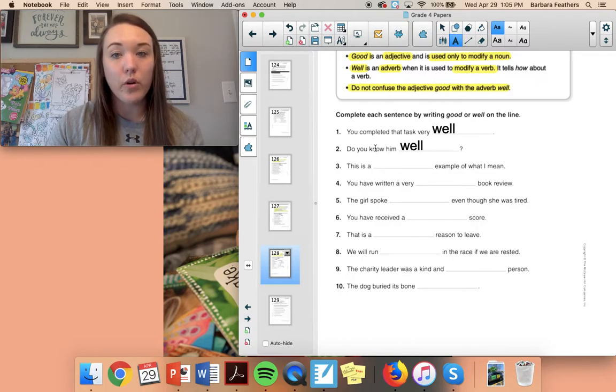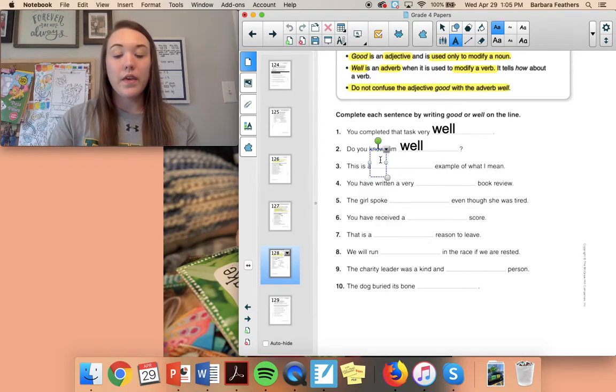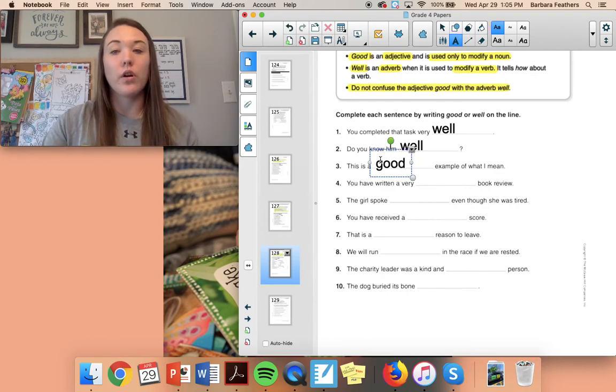Let's do one more. This is a blank example of what I mean. In this sentence, I want to use the word good because it's describing the noun example. Complete this page with the same directions for number 4 through 10.